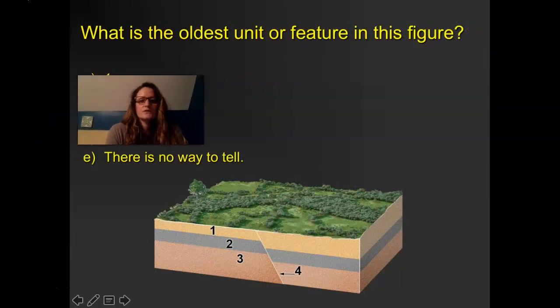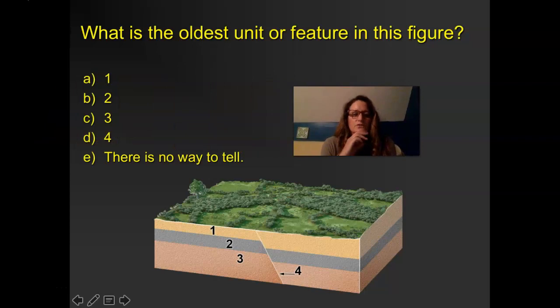All right, so here is a little question. What's the oldest unit or feature in this figure? Is it rock unit 1, rock unit 2, rock unit 3, or the fault in number 4? What is the oldest? 3, right? Rock unit 3. And the youngest would be the fault at 4.